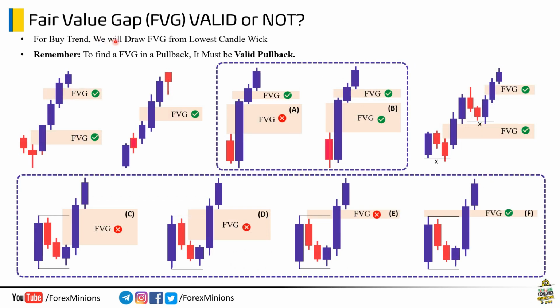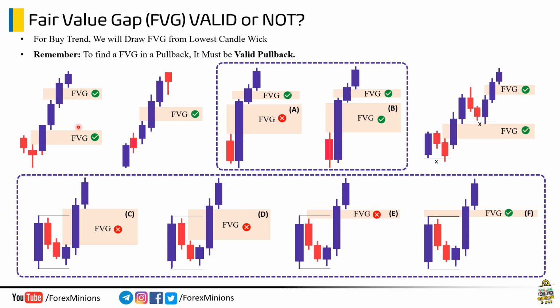Now, if we check valid or invalid fair value gap zones for a bullish market, then these rules will be 100% the same, with only one difference. To find a valid fair value gap zone on the bullish side, we will use these two rules. First, for a buy trend, we will draw the fair value gap from the lowest candle wick. Secondly, remember to find a fair value gap in a pullback, it must be a valid pullback. These are 100% the same, inverted examples.